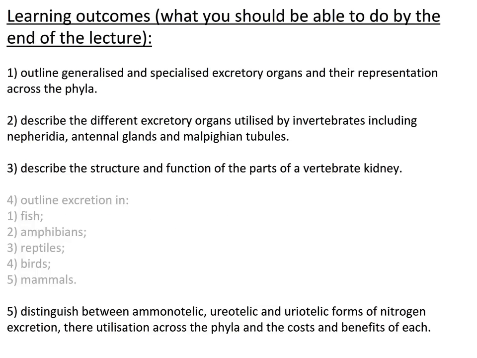Alright, these are the learning outcomes, or what I want you to be able to do by the end of the lecture. You should be able to outline generalised and specialised excretory organs and the representation across the phyla. Describe the different excretory organs utilised by invertebrates. So we're typically talking about nephridia, antennal glands and Malpighian tubules. Describe the structure and function of the parts of the vertebrate kidney. Section 4 is homework, and Section 5 you need to be able to distinguish between ammoniotelic, ureotelic, uricotelic forms of nitrogen excretion and how different organisms use them and why.